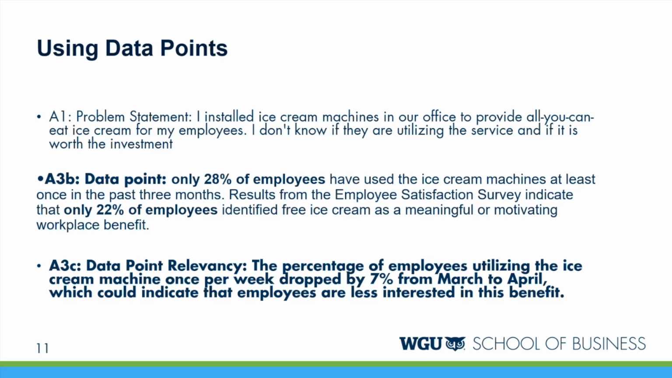The percentage of employees utilizing the ice cream machine once per week dropped by 7% from March to April, which could indicate that employees are less interested in this benefit. So if you can just take a look at how everything is relevant and flows from A1 to A3 to A3C, everything is aligned. That's what the evaluators are looking for, is that everything follows that logical sequence.